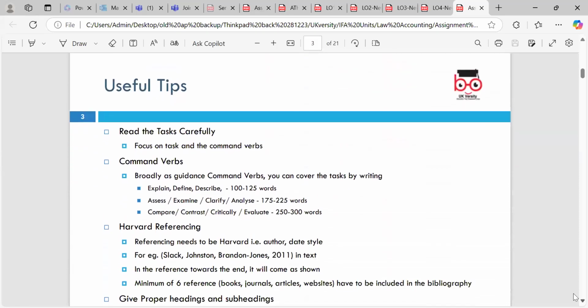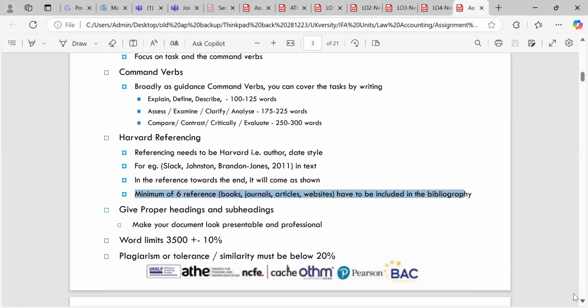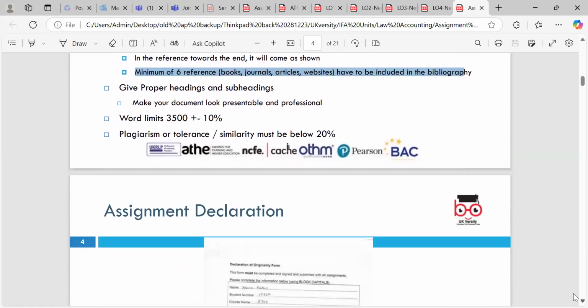Tips, please: make sure you look at the command verbs: explain, define, describe, assess, examine, clarify, analyze. These are command verbs, by which we can divide the words if you want to. Please make sure you do Harvard referencing. The guidance is available on our Moodle page as well. So please follow it. If you're struggling, let us know. We can book one-to-one sessions and go through it with you. Minimum 6 references, and we can do article references. That's the little guidance for you. You can do more than that, no harm. 10% more, 10% less, please.